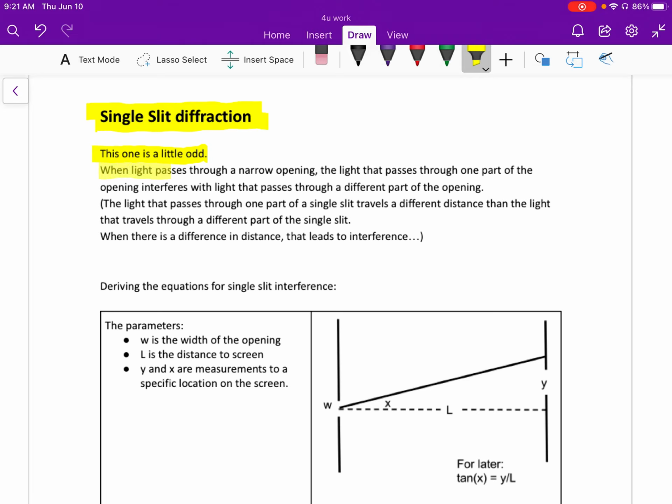Light is only going to go through one opening, but the light that goes through one part of the opening is going to interfere with the light that goes through another part of the same opening. So how I'm going to draw it is I'm going to say the light that travels through the top of the slit, the narrow opening, travels a different distance than the light that travels through the bottom of the slit. And since there's a difference in distance, that's going to lead to interference.